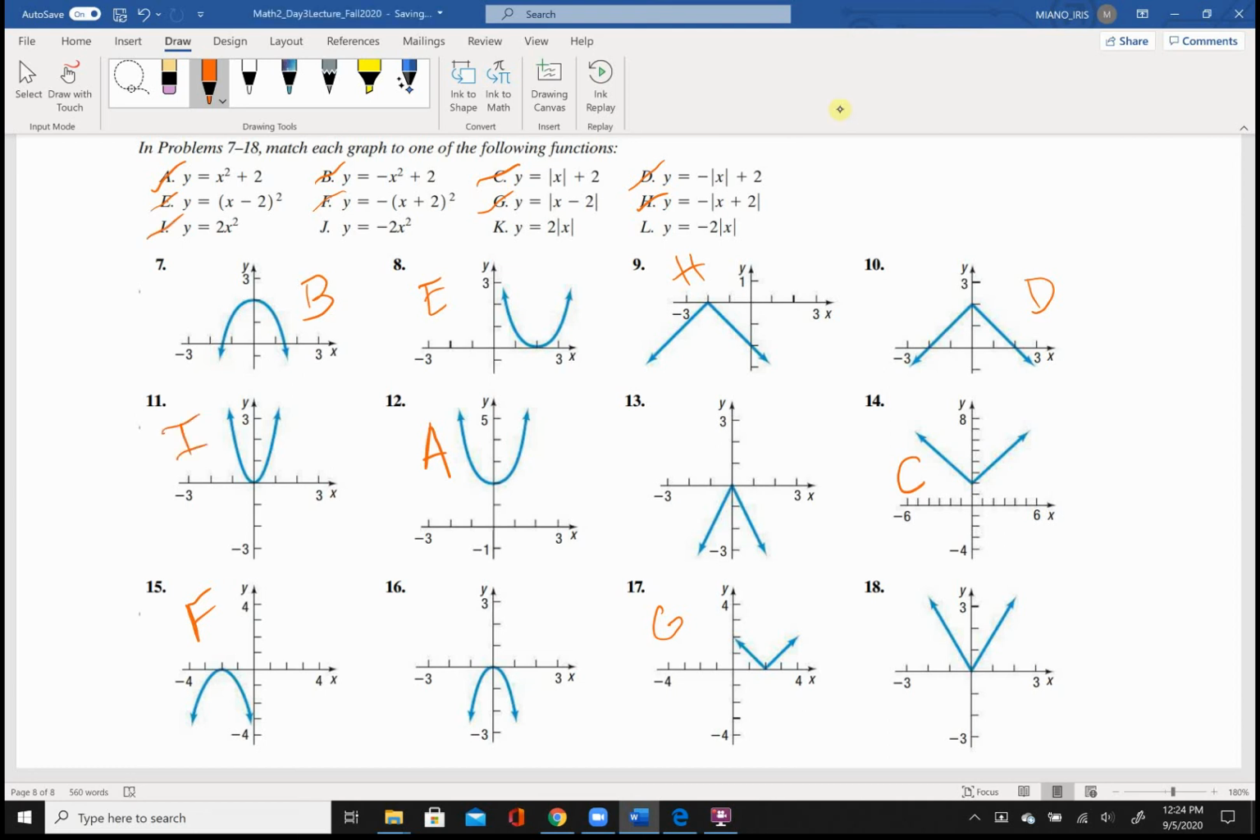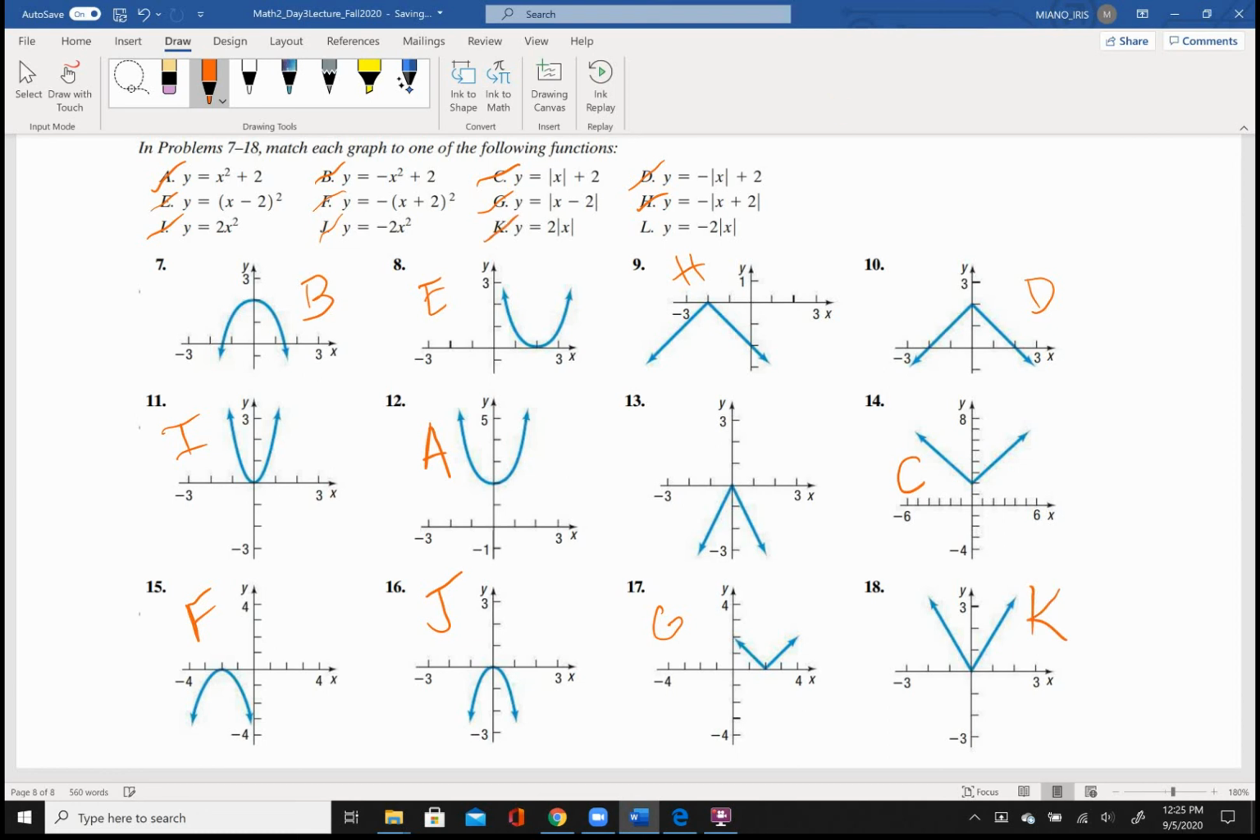Cool. Now, same type of skinniness, or compression rather, with an x squared, but it's going to be upside down. So look for an upside down skinny parabola. I think that's number 16 right here. That's J. And K, y equals 2 times the absolute value of x. So this is going to be a V, but it's going to be compressed by a factor of 2. So we're looking for a skinnier V, that looks like this right here. So there's K.